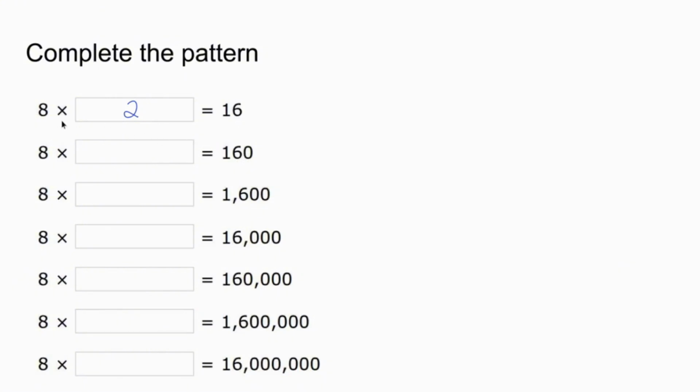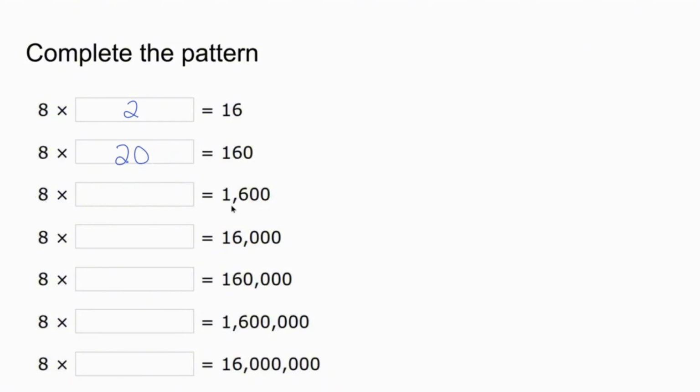So basically, 8 times what times 10 is going to be 160? Well, 8 times 2 times 10. So really, all you do is attach a 0. So it looks like the pattern is every time I attach a 0 to the right of this, I attach the same amount of zeros.